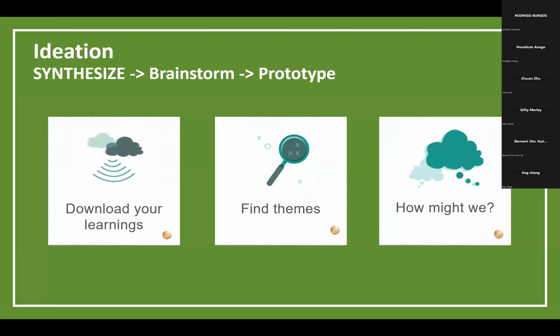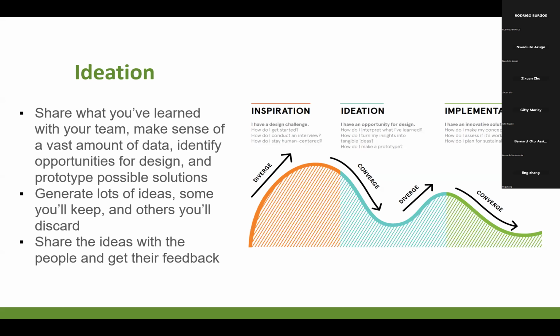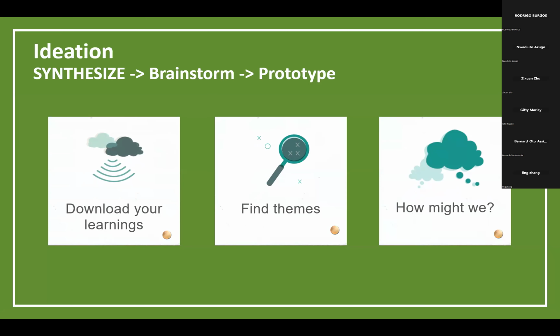So I like to summarize the ideation phase in these three sub steps. So first is synthesizing. If you recall the figure earlier, this is now convergent thinking, from divergent at first in inspiration. You now do convergent thinking, you synthesize, you download your learnings, put them together, you try to find themes. You can do formal thematic analysis if you want.